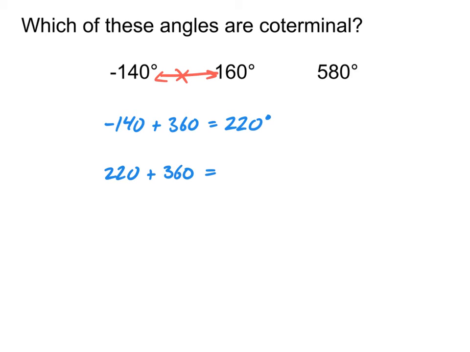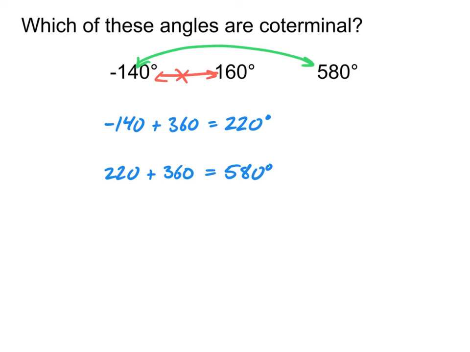So if I add those two together, that gives me 580 degrees, which means that yes, the negative 140 and the 580 are the two that happen to be coterminal with each other. Anytime I can add a multiple of 360 and get to the number, they are coterminal.